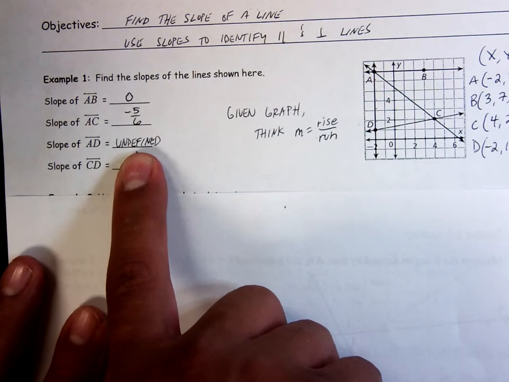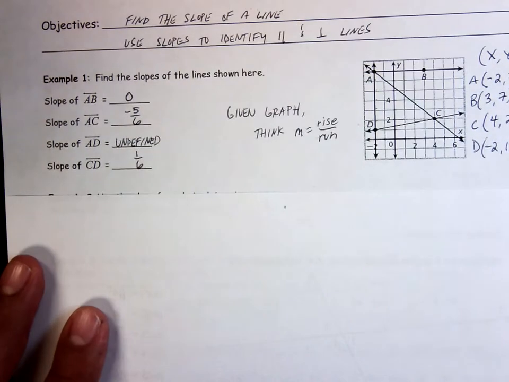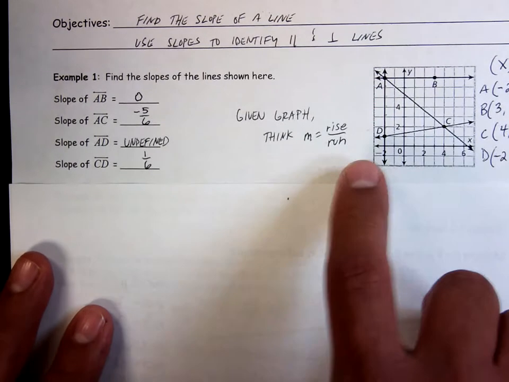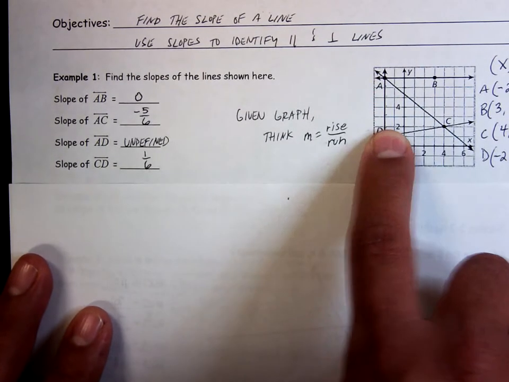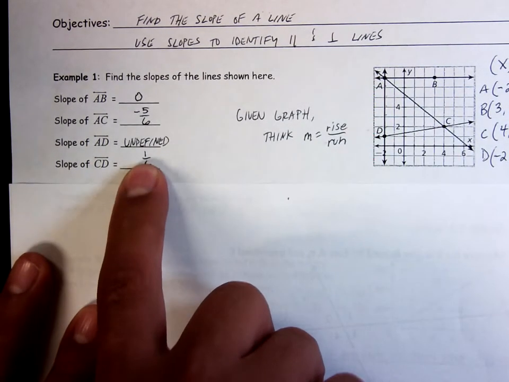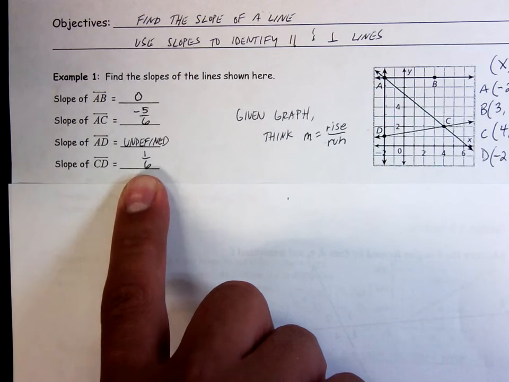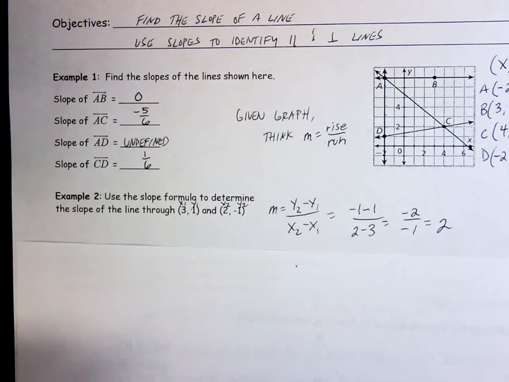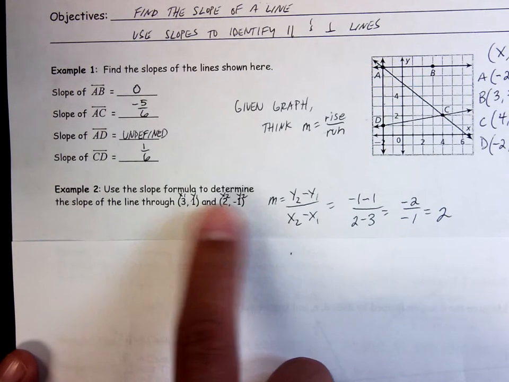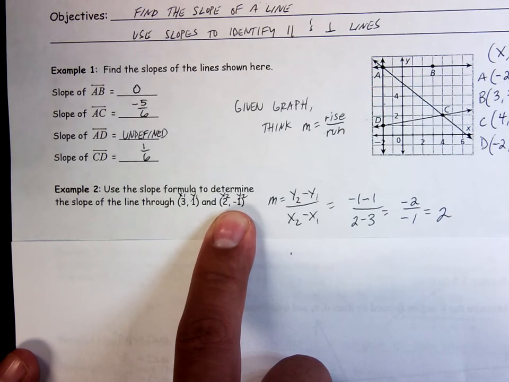My slope is undefined. Vertical line, slope is undefined. And from C to D, I go up 1, and I go over 6. Rise over run. Right now, this is an important part. It gives me 2 points, and I have to find the slope between them.